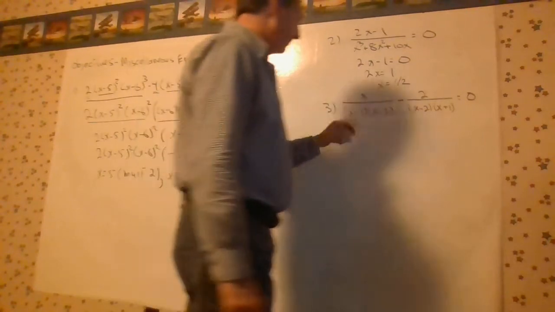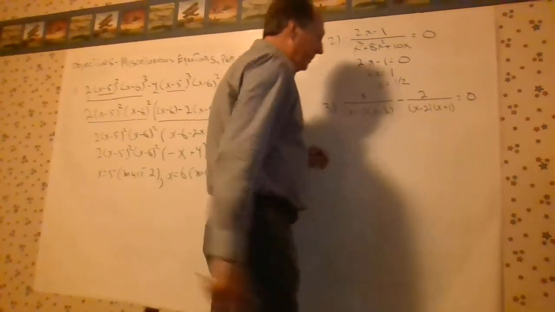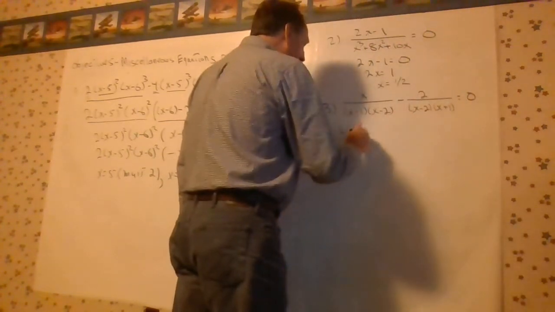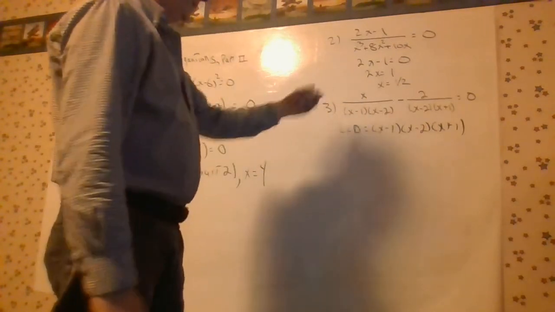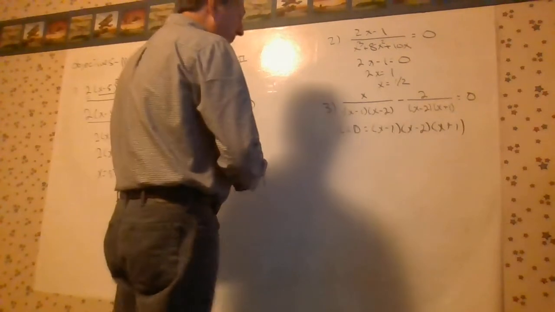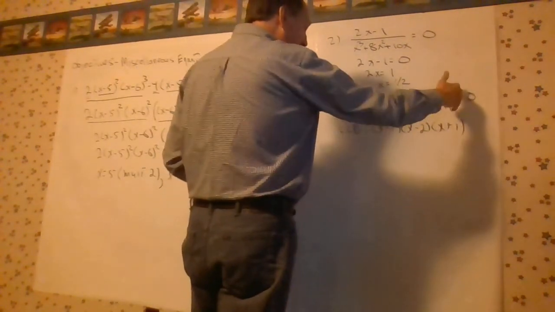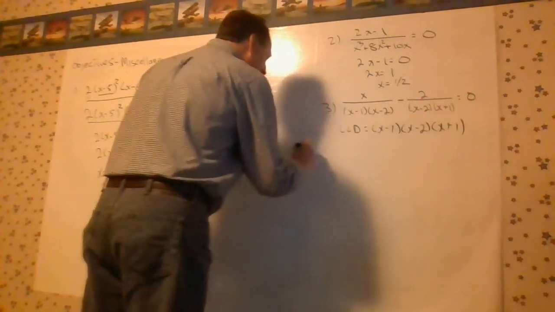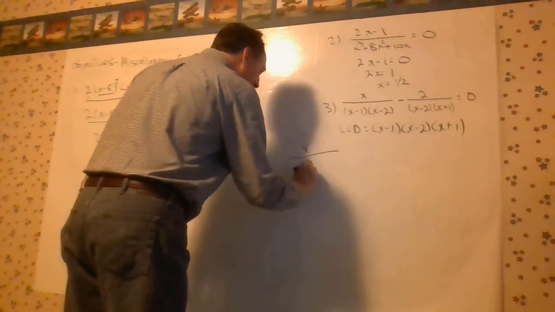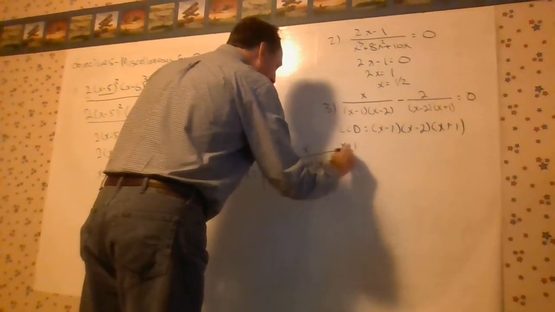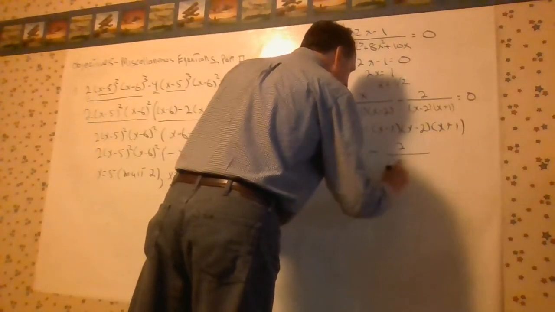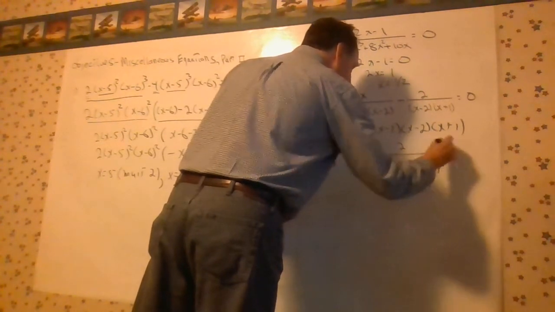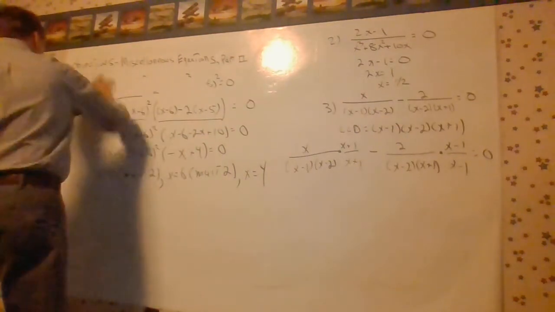Now we have two fractions. First one has denominator (x minus 1)(x minus 2), and the second one (x minus 2)(x plus 1). We need an LCD: (x minus 1)(x minus 2)(x plus 1). That includes all the factors. And then what we're going to do is multiply this fraction by (x plus 1) over (x plus 1), multiply this by (x minus 1) over (x minus 1). So we have, let me back up here a second, x over (x minus 1)(x minus 2), and we're missing an x plus 1. And then we have minus 2 over (x minus 2)(x plus 1), times (x minus 1) over (x minus 1) equals 0. This one takes up a little more space.